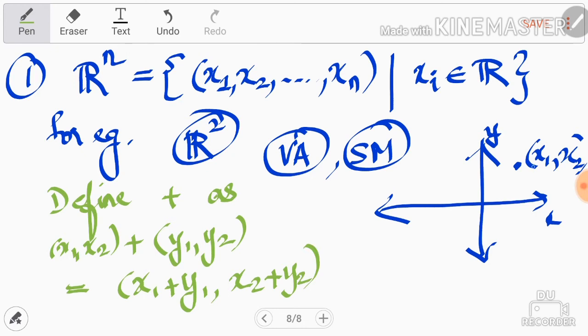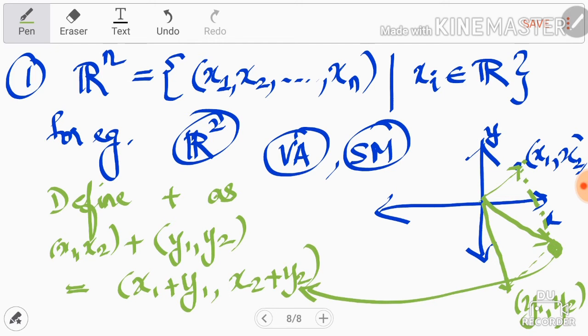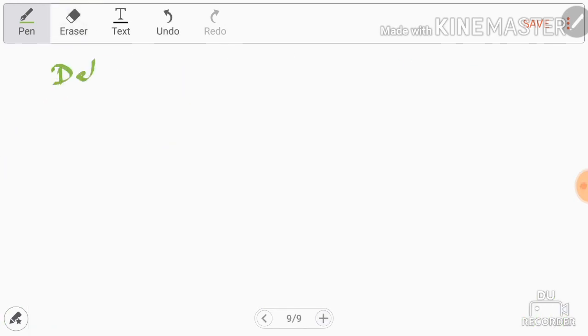What would this mean? If I have x1 comma x2 and if I have some, say, y1 comma y2 over here, what does it mean to add these two vectors? As we know, this will simply give us a new vector, which is (x1 + y1, x2 + y2). This is also called the parallelogram law of vector addition. Now, how would scalar multiplication look?